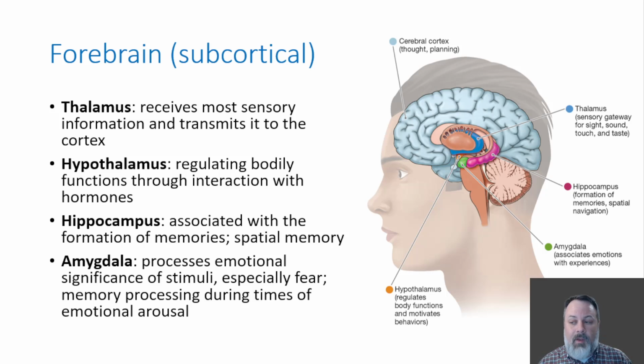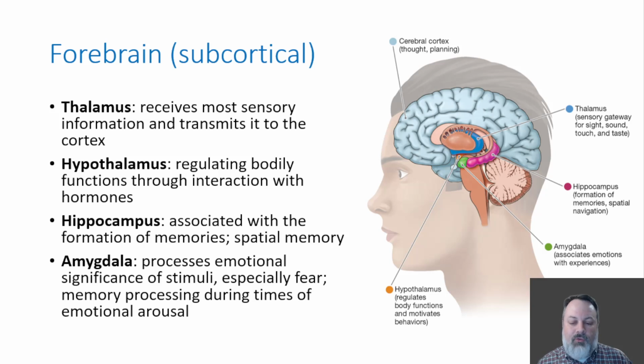Your hypothalamus sits right below your thalamus, and it's really important because it regulates bodily functions, mainly through interactions with hormones. Your pituitary gland, that master gland, is attached to the hypothalamus. So it sends a lot of its signaling through that mechanism to regulate hormones, which then regulate function throughout your body.